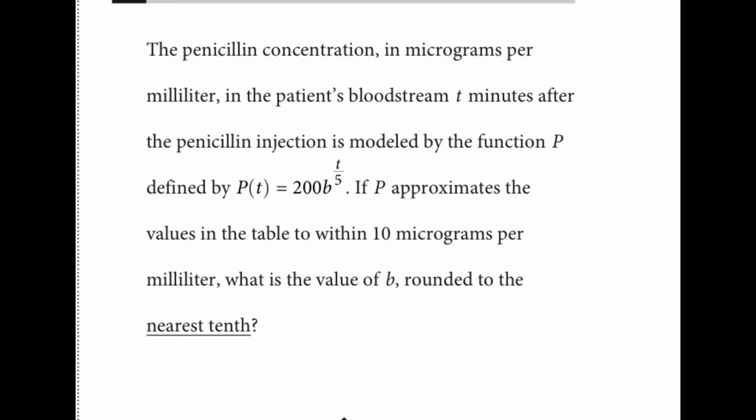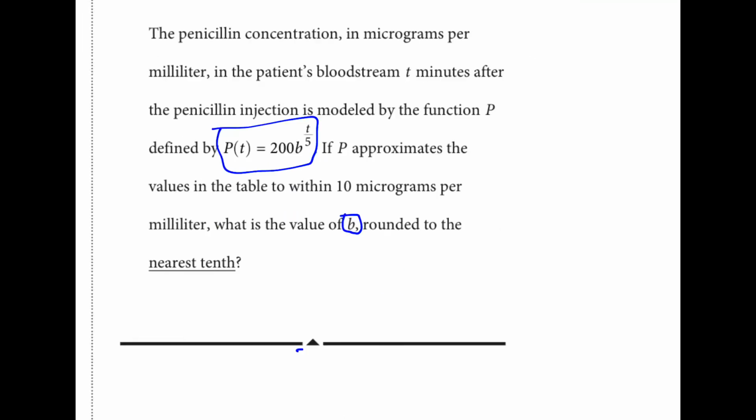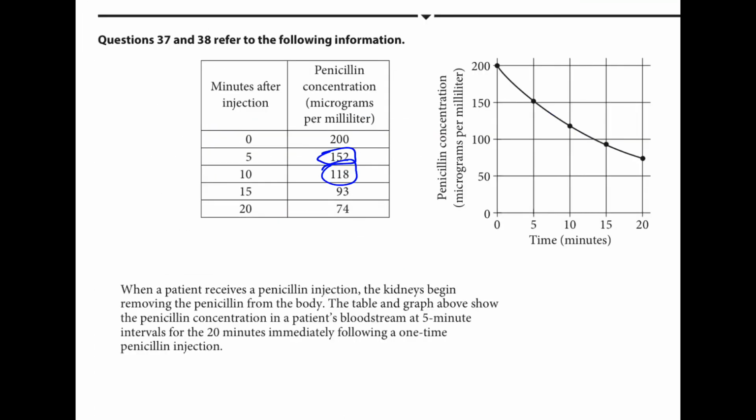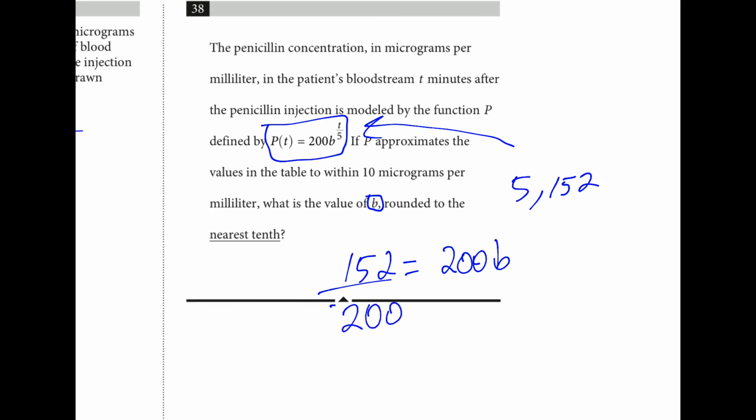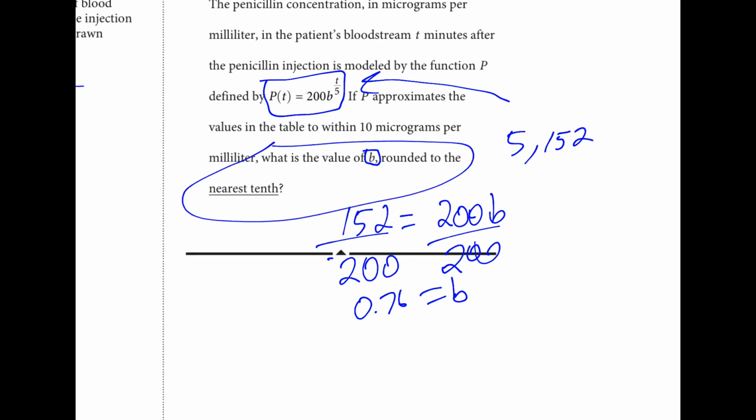For 38, the last one, we have this formula, and we're asked to figure out what b is, rounded to the nearest tenth. So I'm noticing they're using t over 5, and we have a t of 5, so I'm going to use this coordinate 5, 152 kind of as a test case. Because if I put a 5 in the exponent, 5 divided by 5 gives me 1. So I have 152 is equal to 200 times b. And if I divide both sides by 200, I get 0.76 is equal to b. But they want me to round this to the nearest tenth. So 0.8 is the final answer.